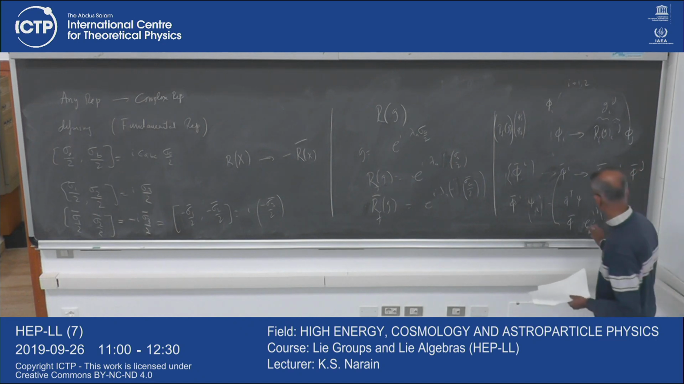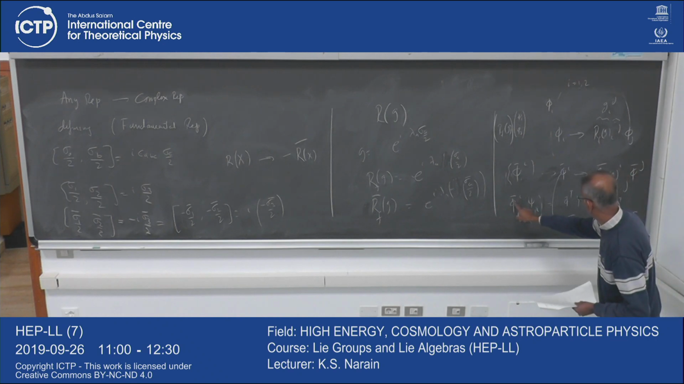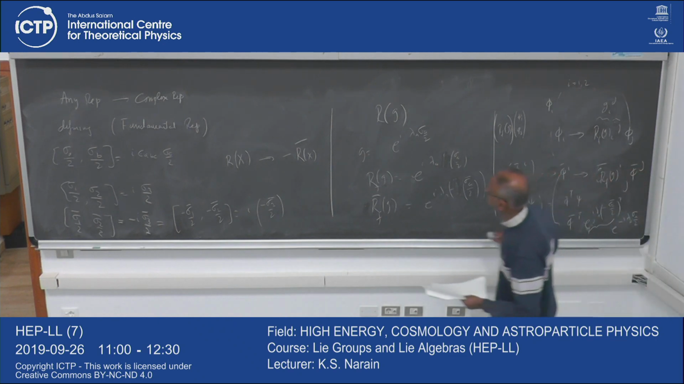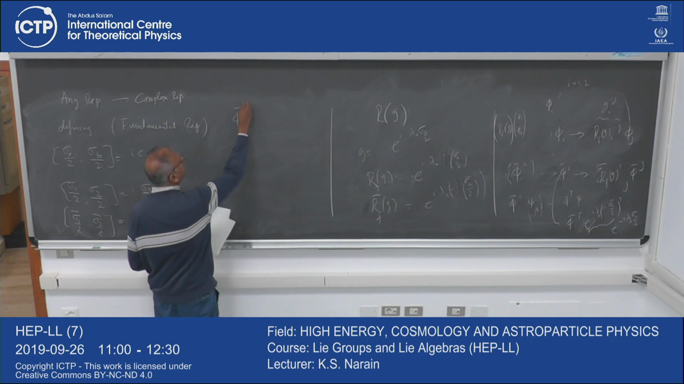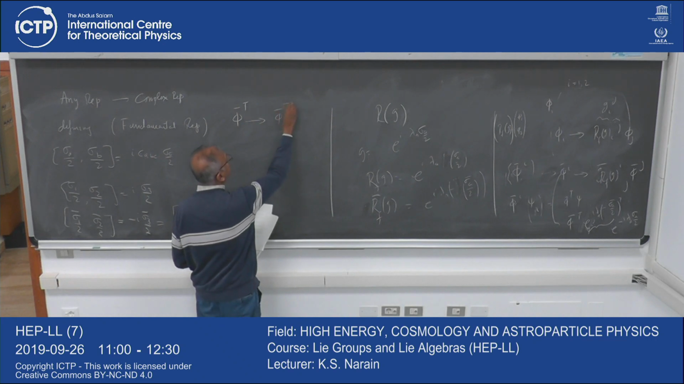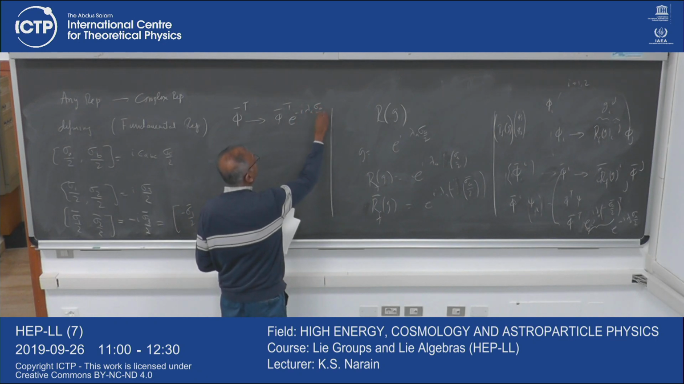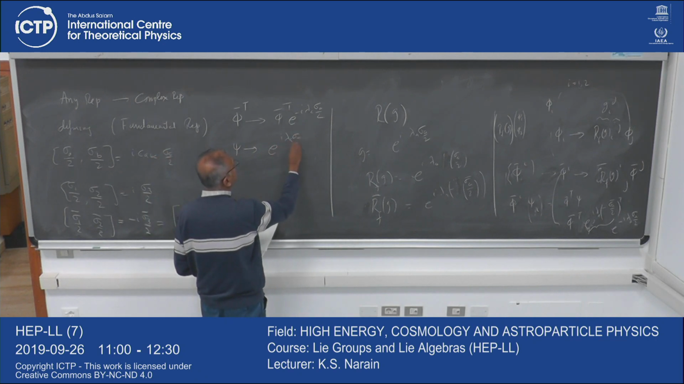Okay, so this part becomes e to the power of minus i lambda A sigma A by 2. So notice the phi bar transpose goes to phi bar transpose times e to the power of minus i lambda A sigma A by 2, whereas psi goes to e to the i lambda A sigma A by 2 times psi.